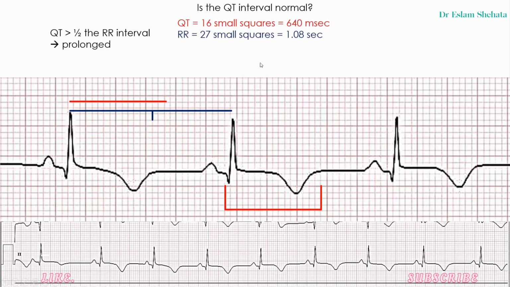To be a bit more thorough, I've gone through and actually calculated it for you. So I've measured 640 milliseconds for the QT interval. The RR interval was 1.08 seconds, so plugging it into the formula, you get a QTc of 615, so this is a prolonged QT interval.